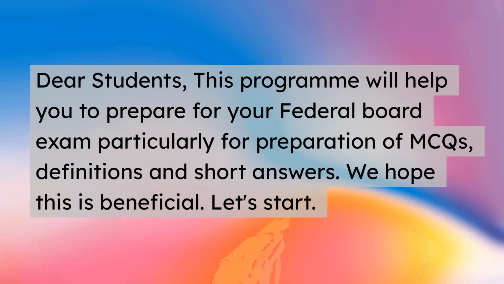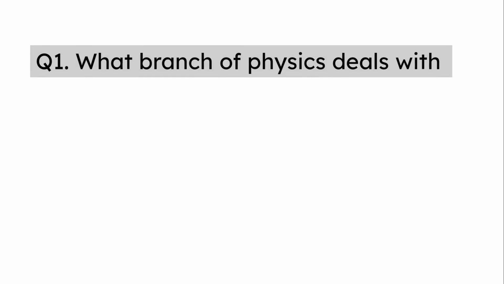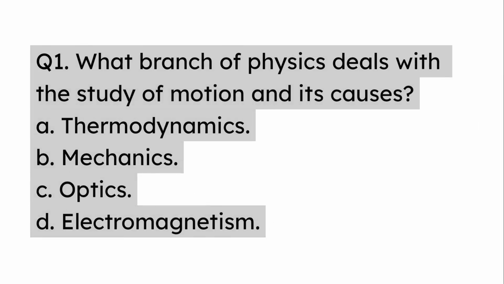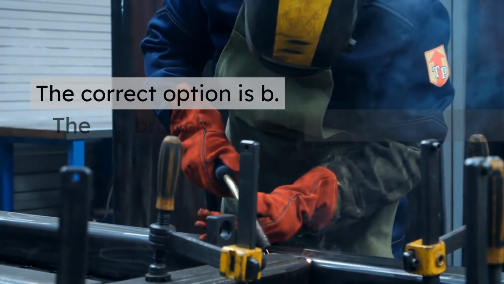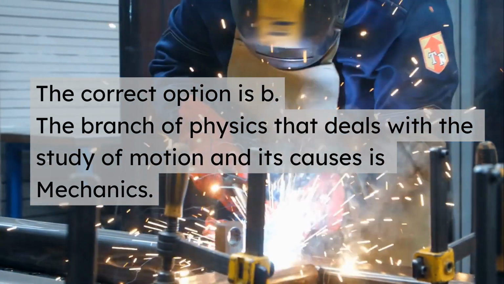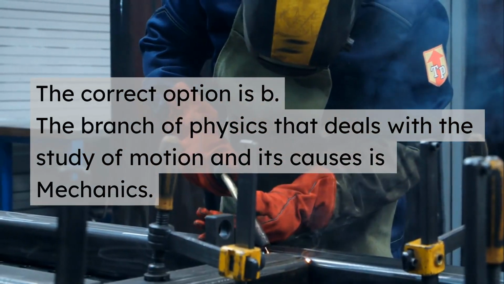Let's start. Q1. What branch of physics deals with the study of motion and its causes? A. Thermodynamics. B. Mechanics. C. Optics. D. Electromagnetism. The correct option is B. The branch of physics that deals with the study of motion and its causes is mechanics.